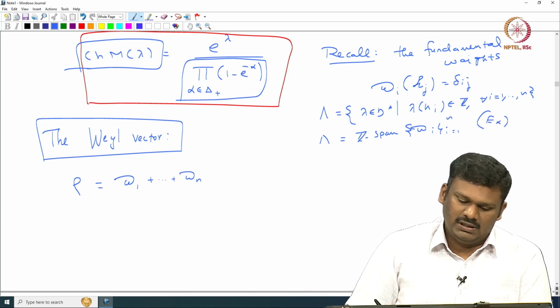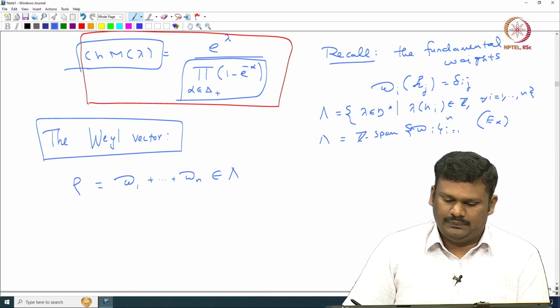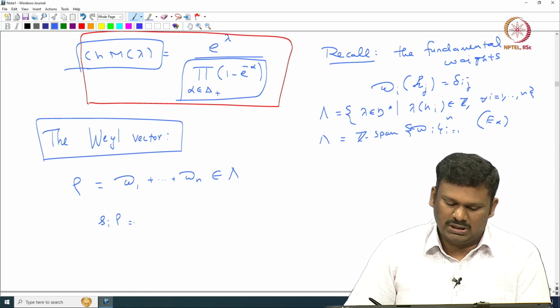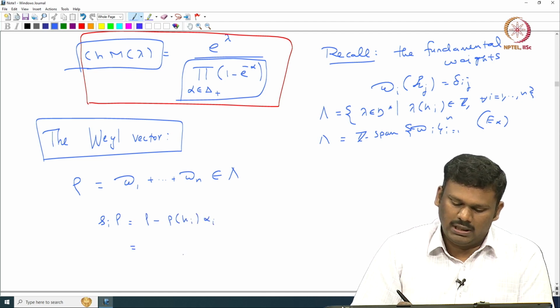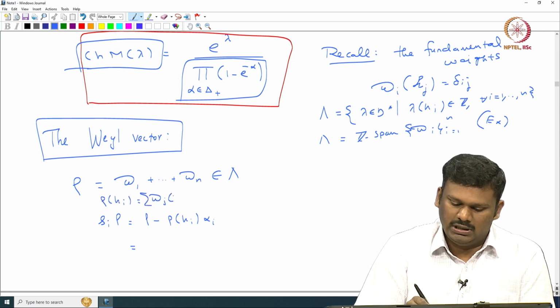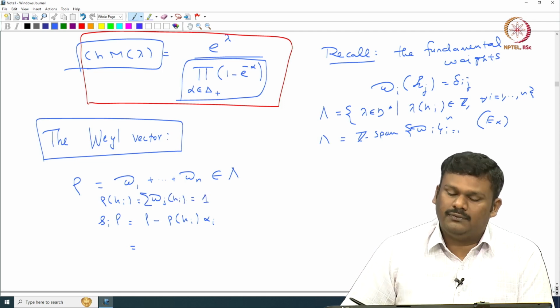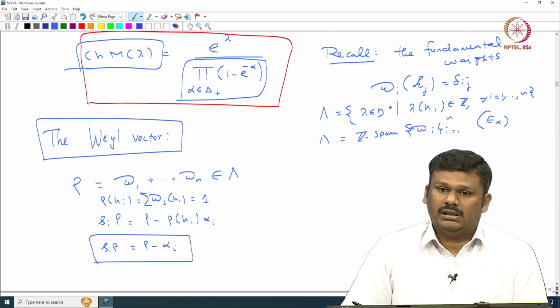Now you have this particular element rho inside your weight lattice. That is called the Weyl vector. What is special about this Weyl vector? If I apply the simple reflection s i to rho, then this is just rho minus rho of h i times alpha i. Now rho of h i is nothing but the summation of omega j of h i, and omega j of h i is delta i j. So, this is exactly 1, whenever j equals i, you get 1. Then s i of rho is nothing but rho minus alpha i. This is the important observation.